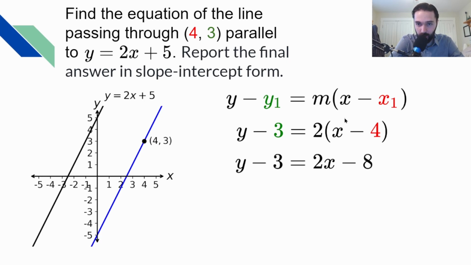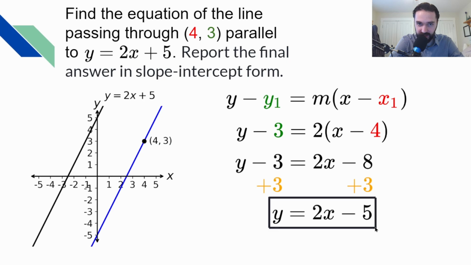So on the right-hand side, when we distribute this 2, we get 2x minus 8. We almost have y isolated, we almost have it in slope-intercept form. We just need to take this 3 to the other side, so we'll add 3 to both sides. And that gives us y equals 2x minus 5. So that's our final answer.